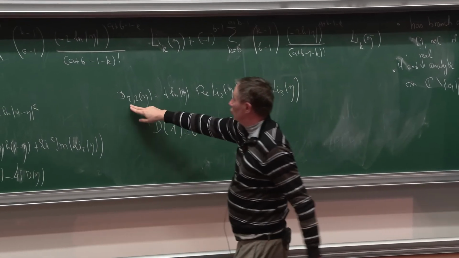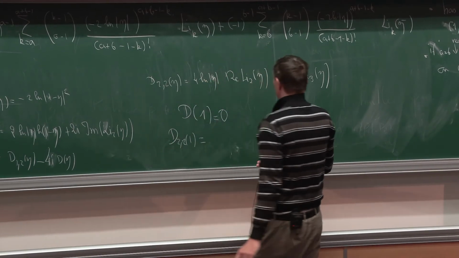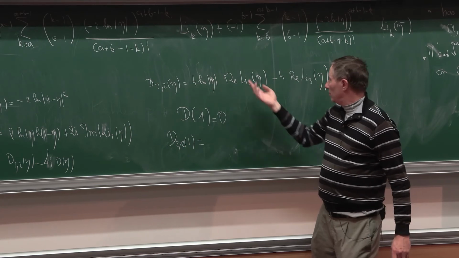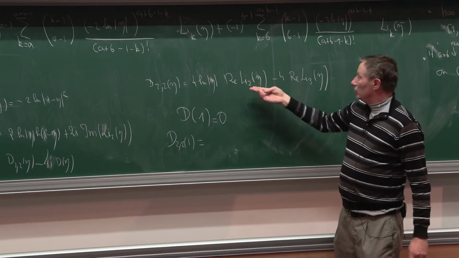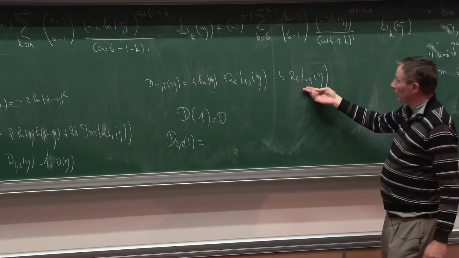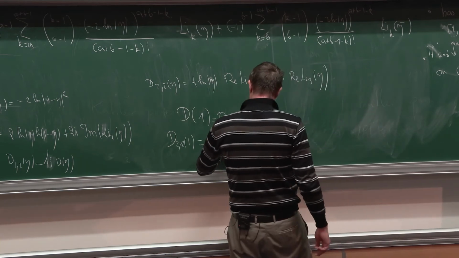But if I look at D22 of 1, I'm getting nothing from here because the log of 1 is 0. And Li2 gives you zeta 2, so this is zeta 2 times 0, which is 0. But I'm getting something from Li3 of 1, which is zeta 3. So I'm getting minus 4 zeta 3.